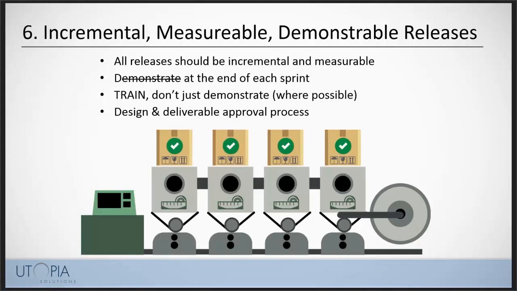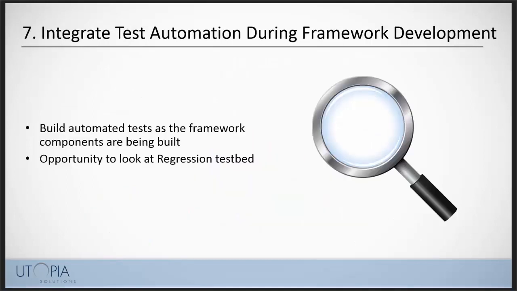You get that sign-off. And the nice thing here is we also try to get a sign-off on the deliverable at the end. So when it's functional, it really helps us to get the customer involved in using it. It's a demonstration of it, but it's not just a demonstration, it's training. And that's really a perfect segue to the next slide, which is principle 7, which is integration of test automation during framework development.